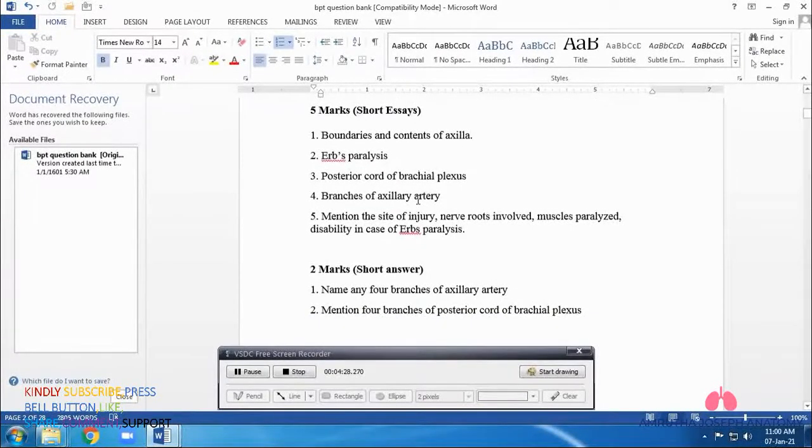Mention the site of injury, nerve roots involved, muscles paralyzed, disability in case of Erb's paralysis. So you need to detail about Erb's paralysis. You know Erb's point, so explain about that.